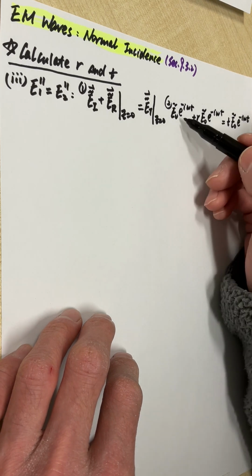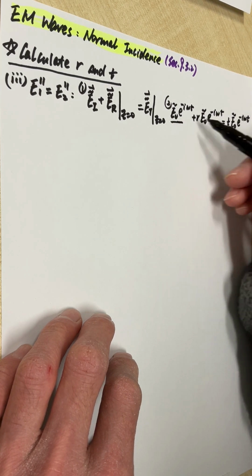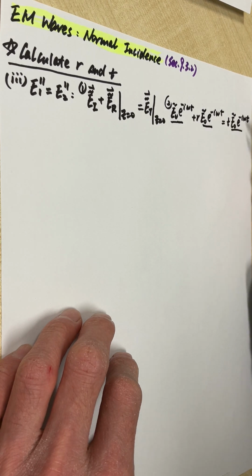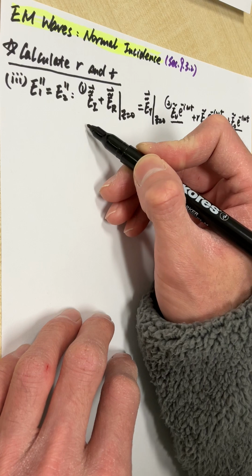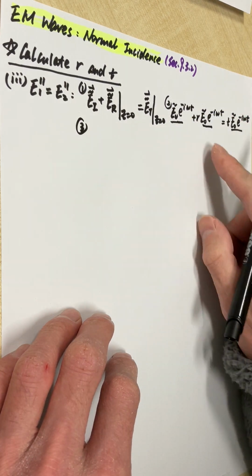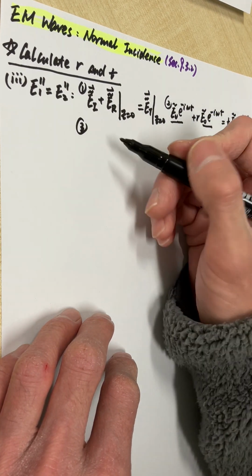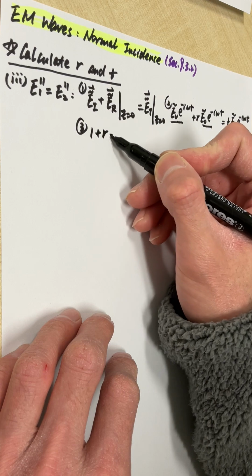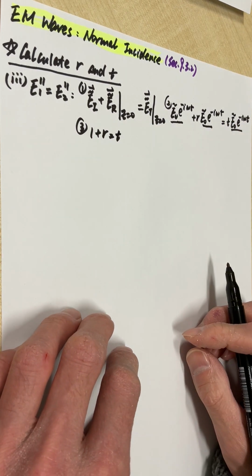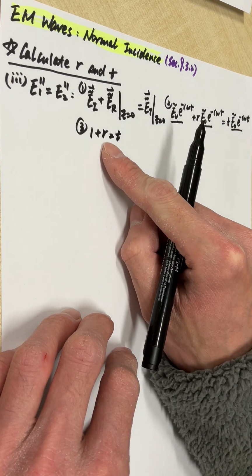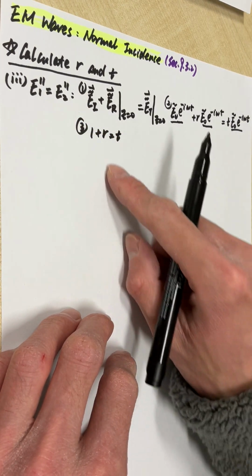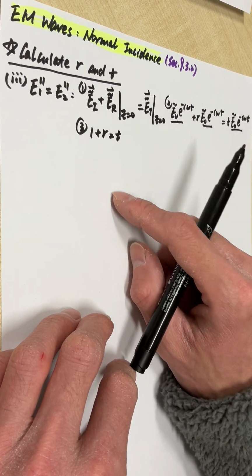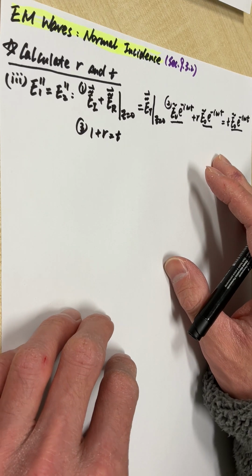It turns out that this whole thing and this whole thing will be cancelled. What we are left with is a very neat version of the relationship between R and T, which is just 1 plus R equals T. This is very promising, because if we apply another boundary condition, we have another relationship between R and T, and hopefully we can solve for R and T.